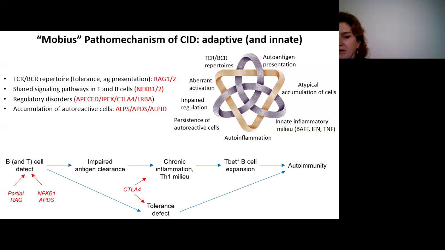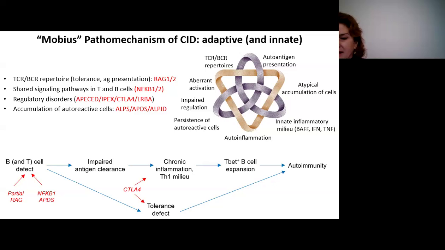You can again have a problem with the repertoire itself. If you have an abnormal B cell or T cell function, there would be impaired antigen clearance with a chronic inflammatory milieu. We actually will look at a unique B cell compartment. I'm going to introduce you to these T-bet positive B cells.